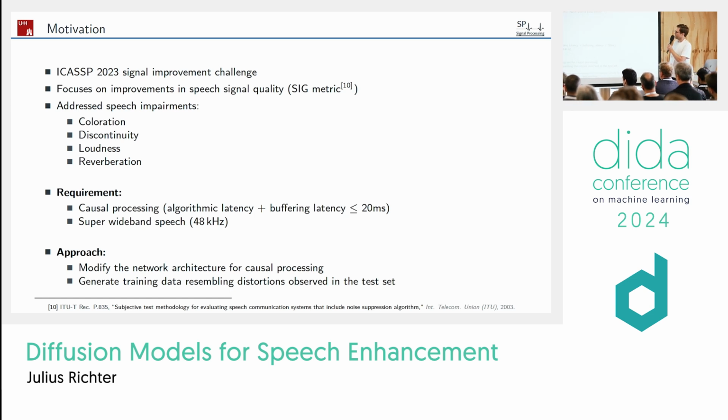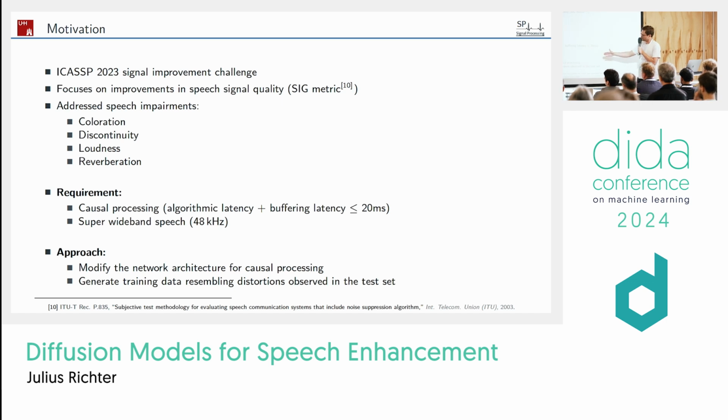Right. And here comes the whole thing, why we were so motivated to implement this causal processing. Namely, they had a requirement, because it's Microsoft, they're interested in using it for their applications. So it should have an algorithmic latency and buffering latency of less than 20 milliseconds. And they are also interested in super wideband speech. So before, all the examples had a sampling rate of 16 kilohertz, so you only hear frequencies up to 8 kilohertz. And here we are interested in the full band that we humans can listen to. And so these are the two requirements.